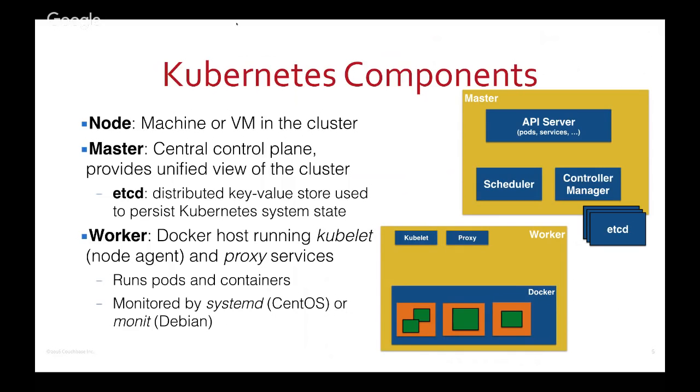And then there is, of course, a worker. Worker is where the containers are actually run. Now, on the worker, where the pods are really run, what you have is a kubelet. This is sort of a node agent, and is monitored by your local operating system services, like systemd on CentOS or monit on Debian. And then there are proxy services, which is basically the service we talked about. Service acts as a load balancer and can act as a proxy as well. So those are your key components in terms of Kubernetes.